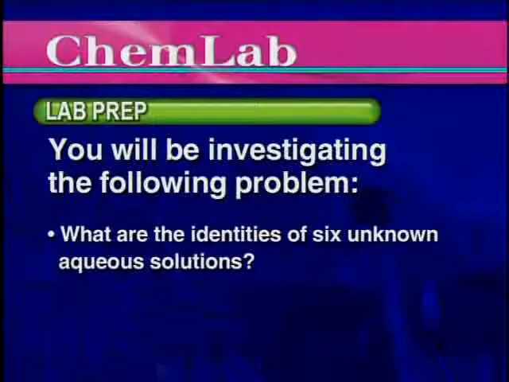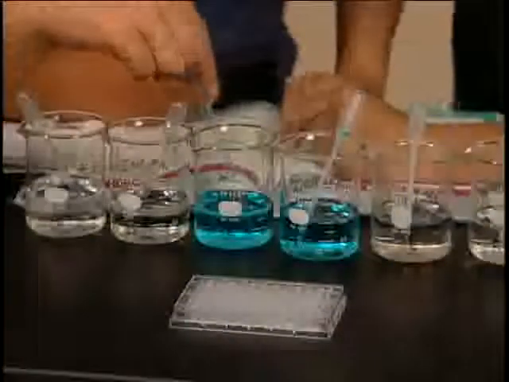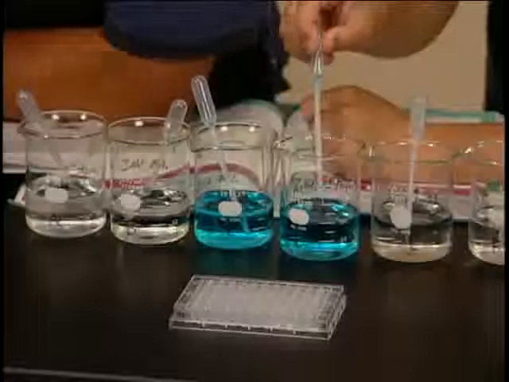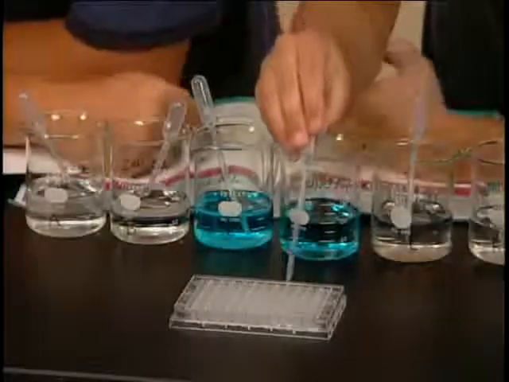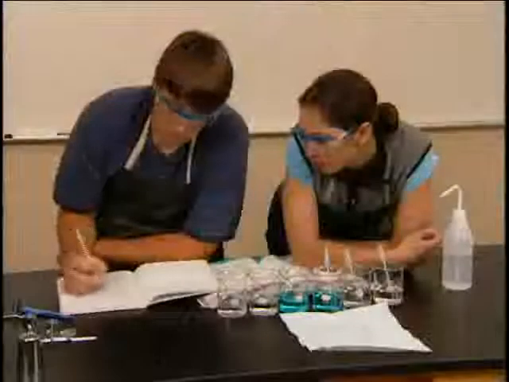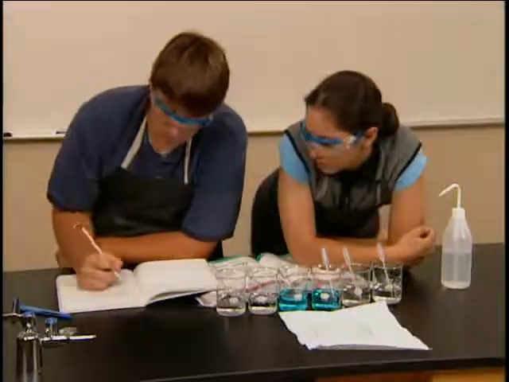You will be investigating the following problem. What are the identities of 6 unknown aqueous solutions? Objectives. The objectives of this lab are: 1. Observe the interactions of the aqueous solutions of 6 compounds. 2. Interpret the results of the interactions and use the results to identify the solutions.